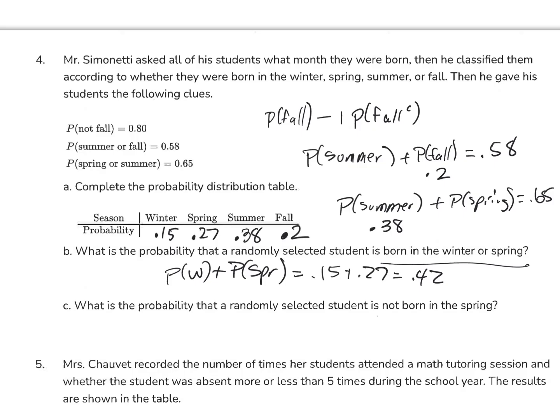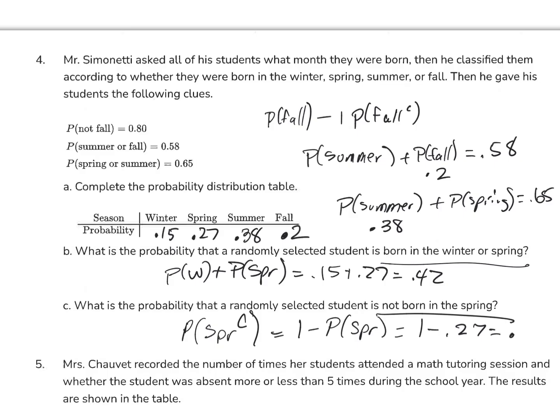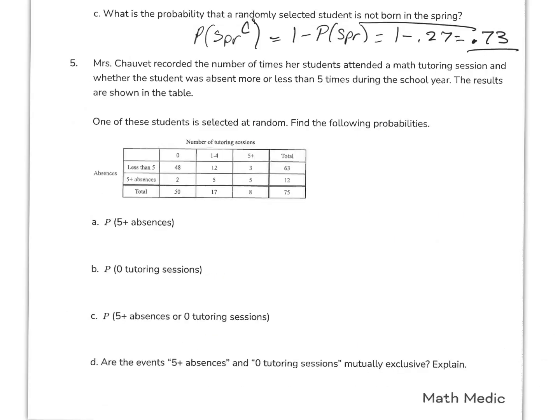What is the probability that a randomly selected student is not born in the spring? So not born in the spring is 1 minus the probability of spring. So not born in the spring is the probability of spring complement, which equals 1 minus the probability of spring. The probability of spring is 0.27, so we just plug in 0.27 and we get 0.73. Very good.